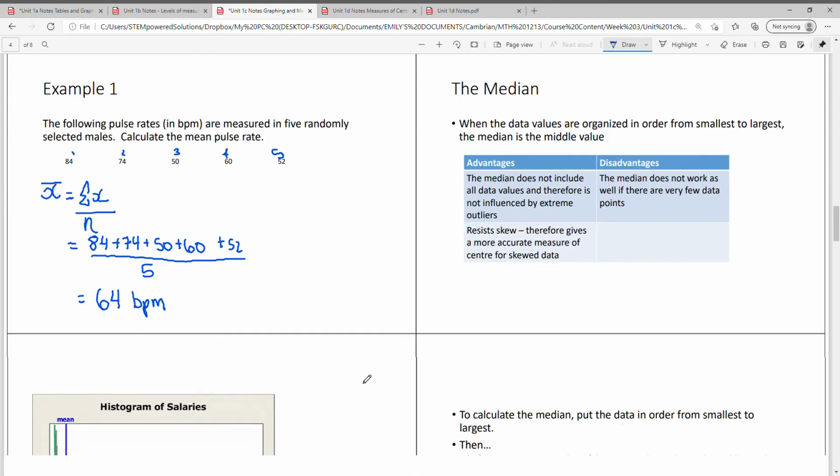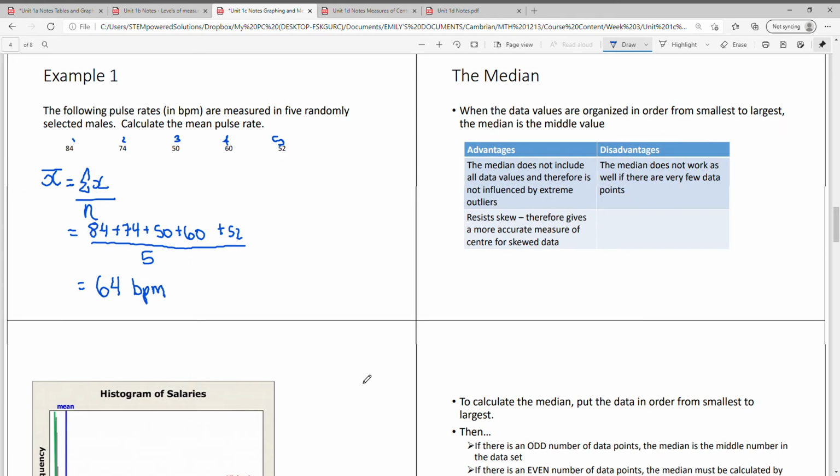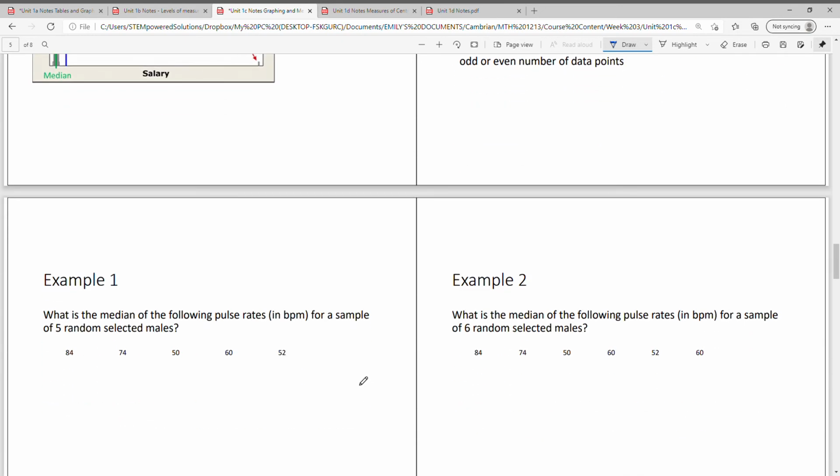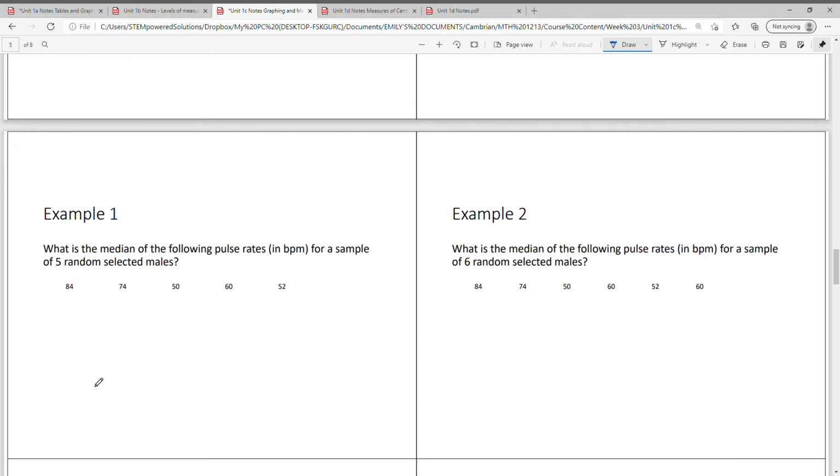The median. When the data values are organized in order from smallest to largest, the median is the middle value. So example 1. What is the median of the following pulse rates in BPM for a sample of 5 randomly selected males? So first we have to organize the pulse rates in order from least to greatest. So 50 is first, 52 is next, 60 is next, 74 is next, and 84 is next. Then we count the middle pulse rate, which is this one right here, and that would be the median.